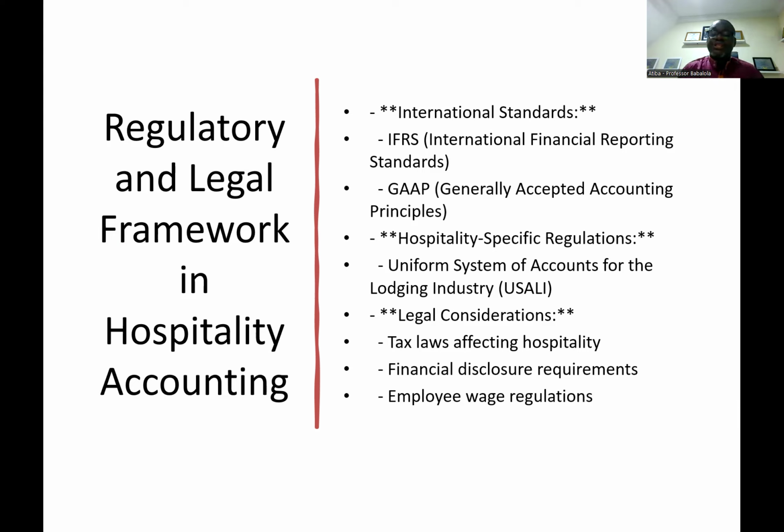And then the last but not the least are the legal considerations. Now, what do we look for here? For example, we have tax law that affects only hospitality alone. For example, we have consumption tax in some states. Lagos, most of the states are now adopting it. There is the VAT law. And then these are laws that we need to take cognizance of in our accounting that reflect how the account should be prepared. This will ensure that we are not overpaying what is expected of us to government, or we are not shortchanging government. The other one is the financial disclosure requirement.